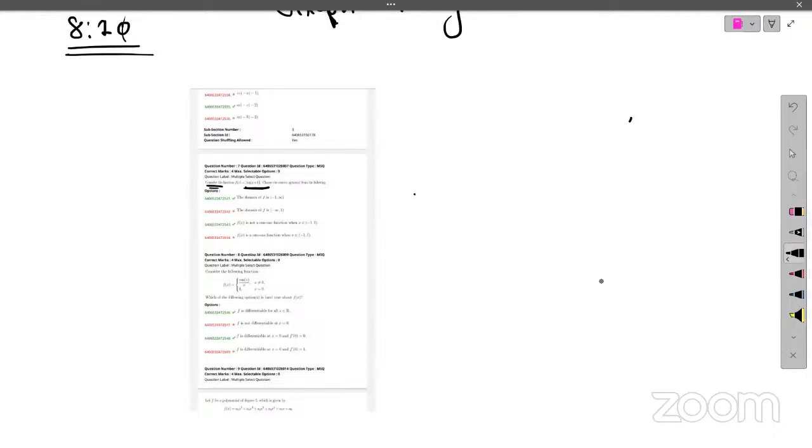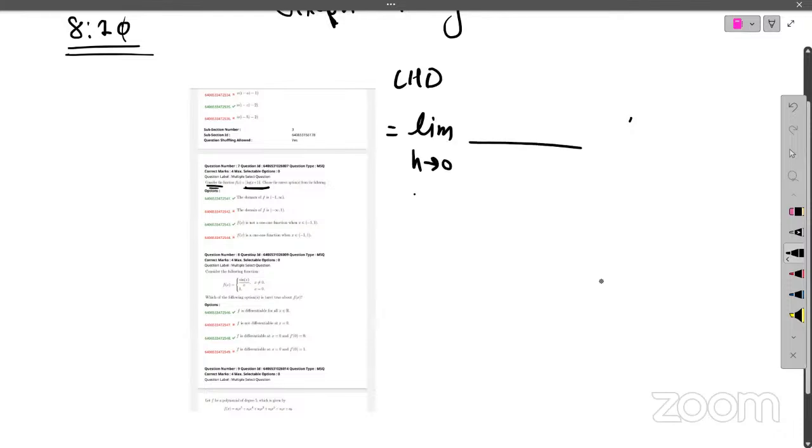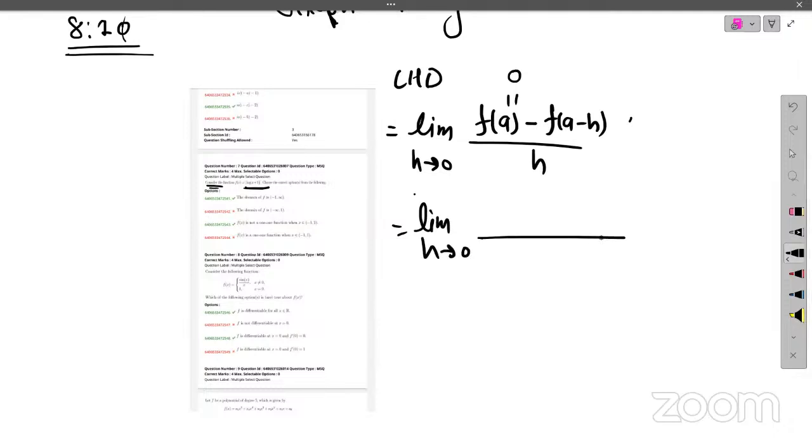So Priyanshi, you want to know about differentiability at 0, right? Yes, ma'am. So just apply the left hand derivative and right hand derivative. What will be the left hand derivative? The left hand derivative will be limit h going to 0, f of a minus f of a minus h by h. This is the general expression. So here in place of a we have 0. Just substitute all those things and apply L'Hospital's rule.